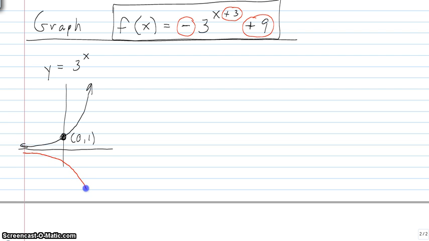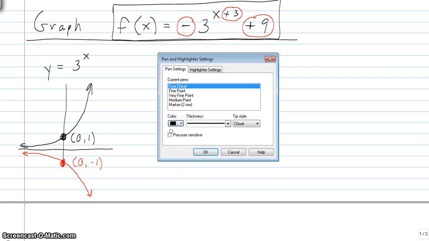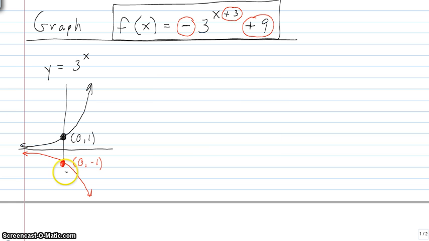So I usually just sketch in the reflection. If we flip the graph upside down, it's going to look like this. So this point would become 0, -1. And then, taking this red graph, we're going to shift that red graph to the left 3 and up by 9.